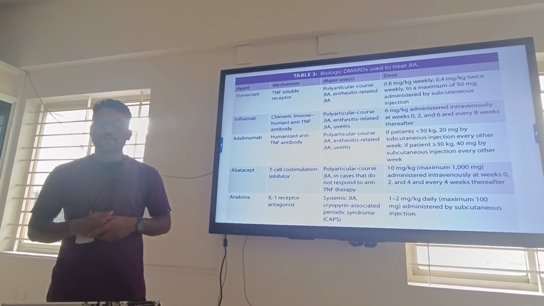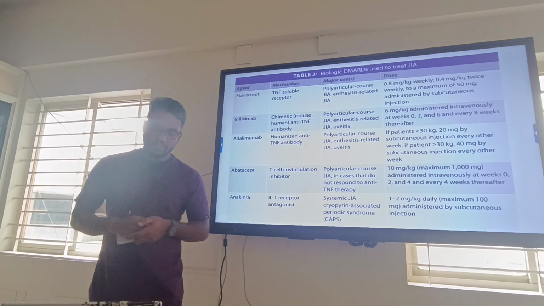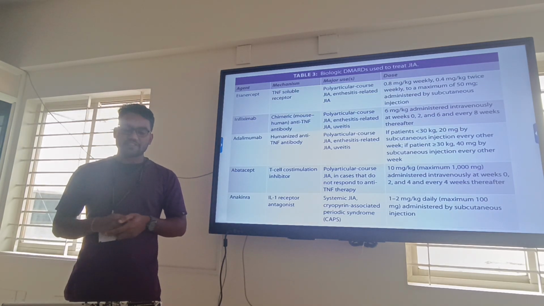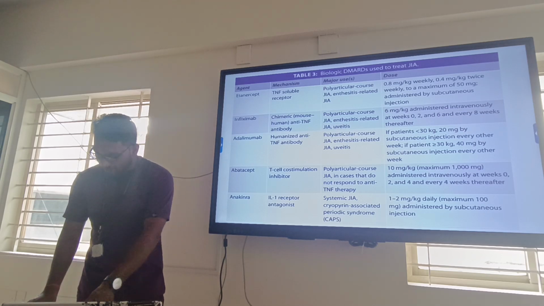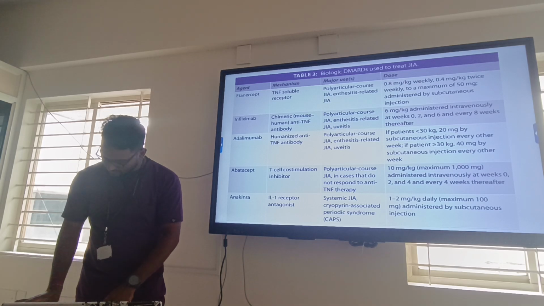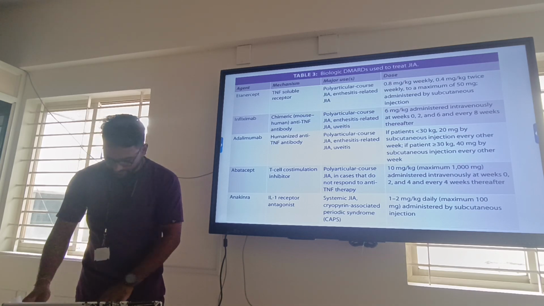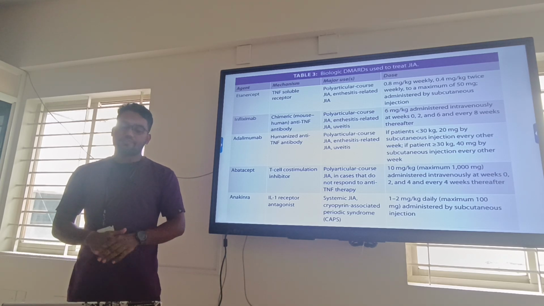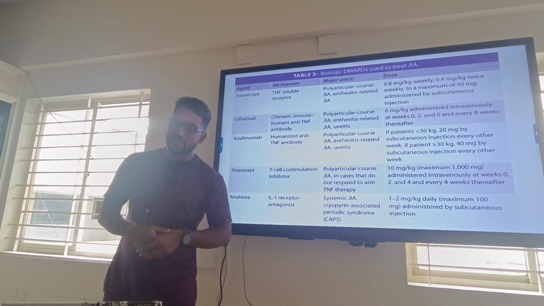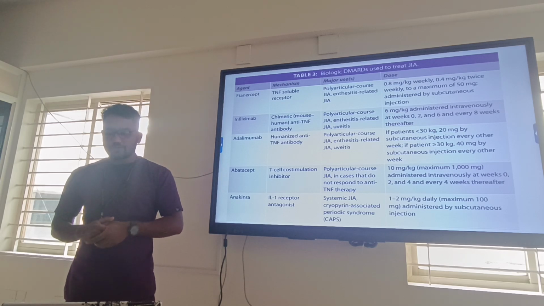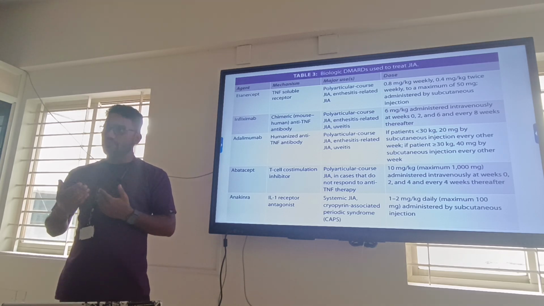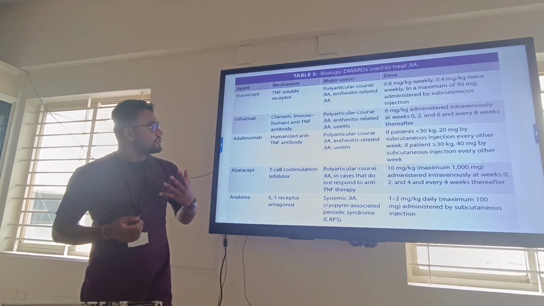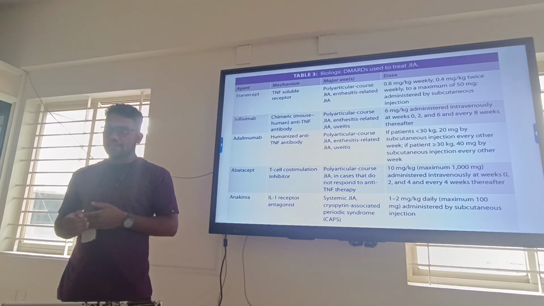Now this third line of drug is biological DMARDs. We have etanercept, infliximab and adalimumab. These are the drugs which come in combination. They are TNF, tumor necrosis factor, inhibitors or soluble receptors. These deal with TNF, which is one of the most important factors responsible for the inflammation in arthritis.